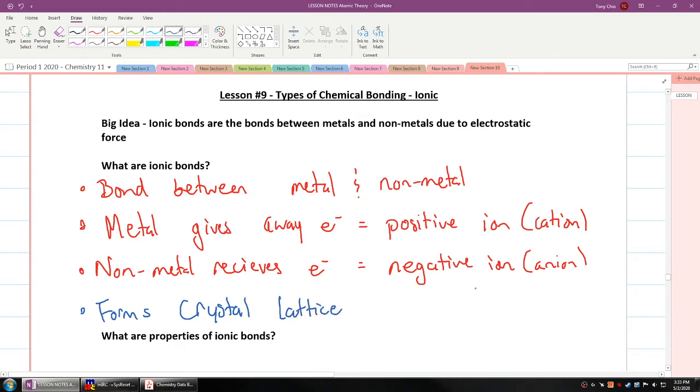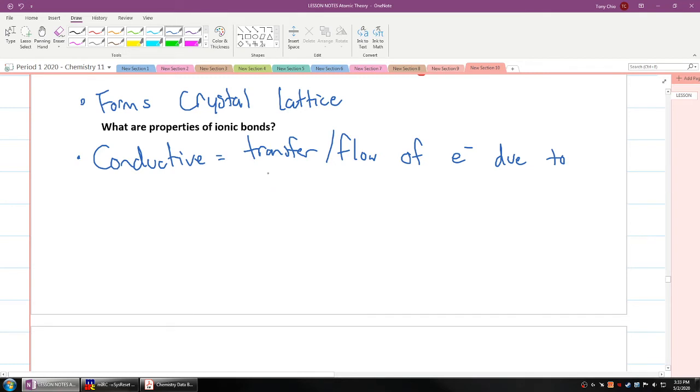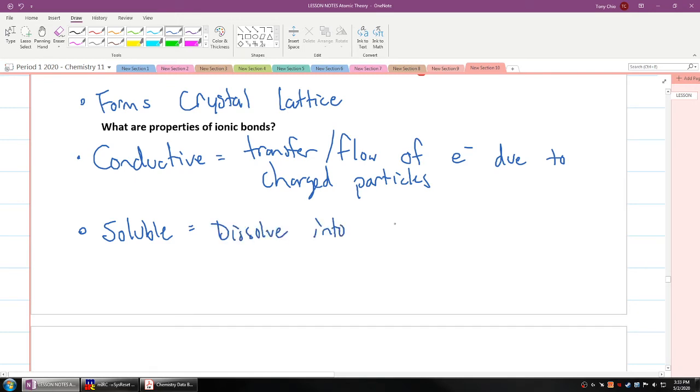So, what are some properties of ionic bonds? Well, one of the major properties is that ionic compounds are conductive because there is a transfer/flow of electrons due to charged particles. Most are soluble. Most, not all. Soluble. That means they could dissolve into aqueous solutions.